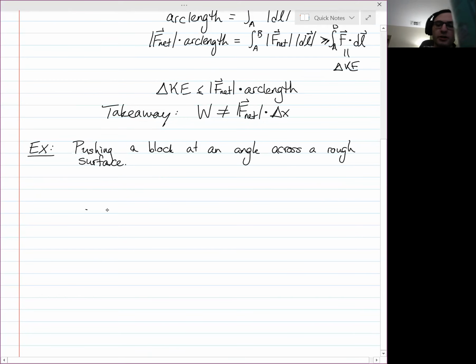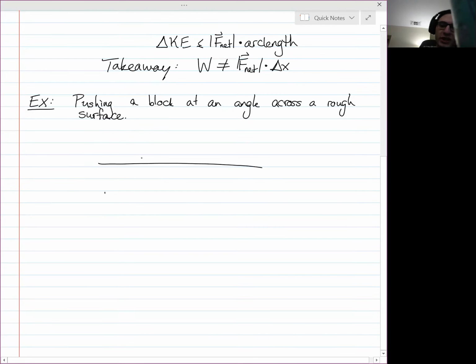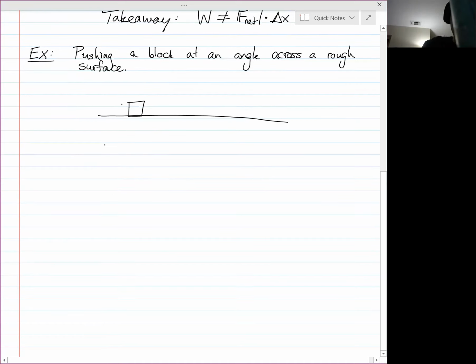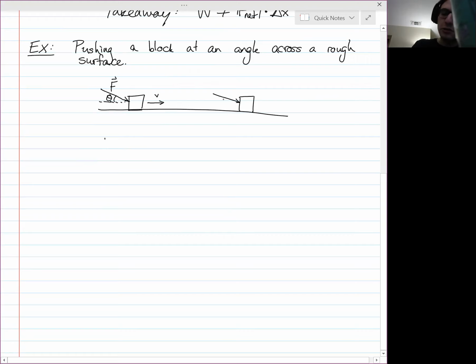So we have our block. Say it starts, or we have our rough surface. Say it starts here. We're pushing our block at some angle. Maybe we're pushing down on it at this angle here, some angle theta, some force. And we are pushing it, so it travels this way, and it ends up, say, over here. And we assume that the force is constant. This distance, by the way, we're just going to call delta x, because it's just a name.